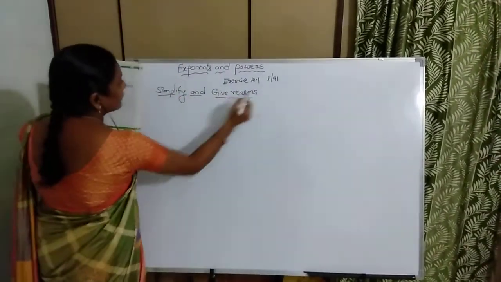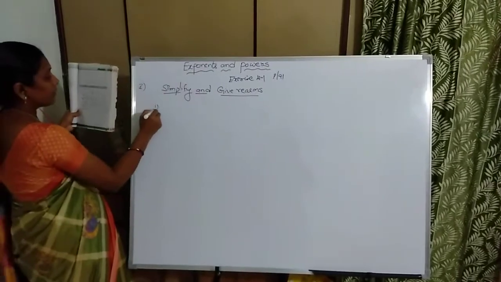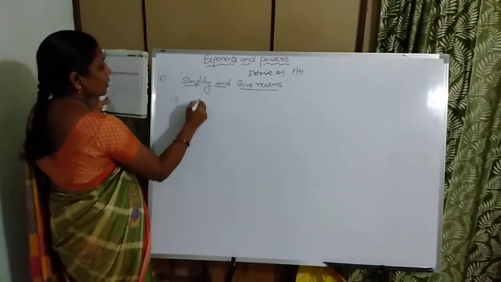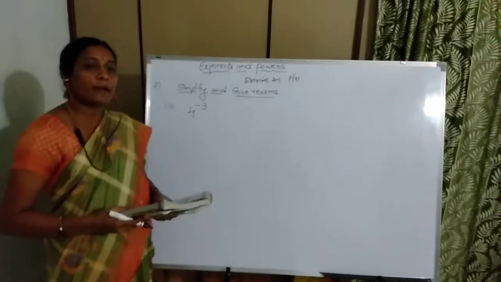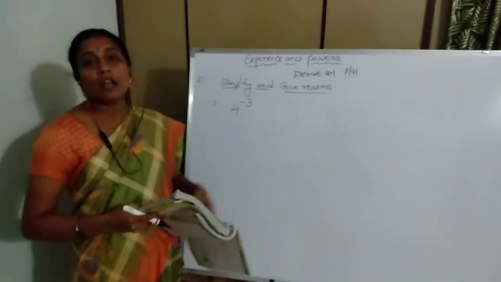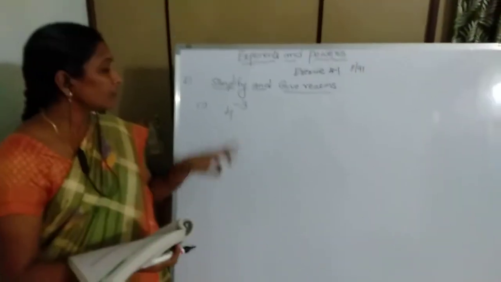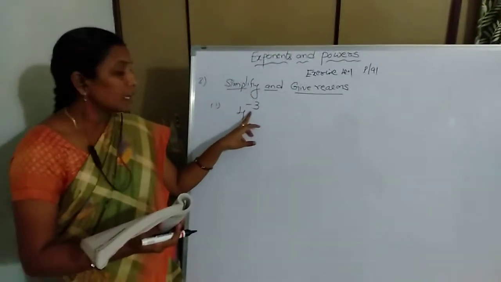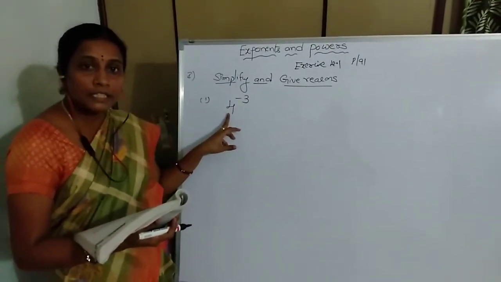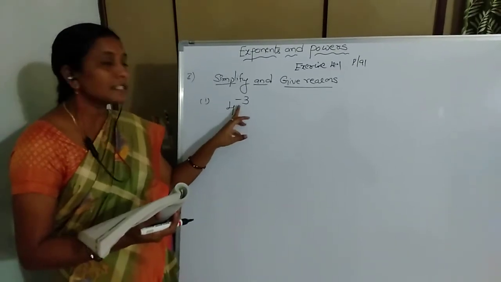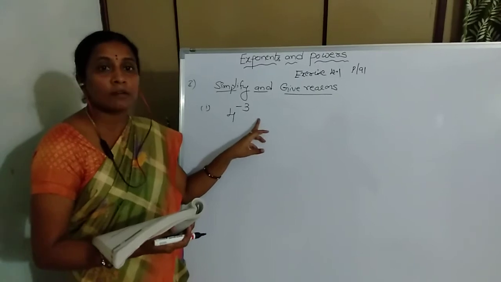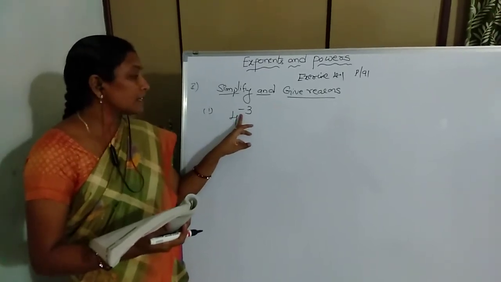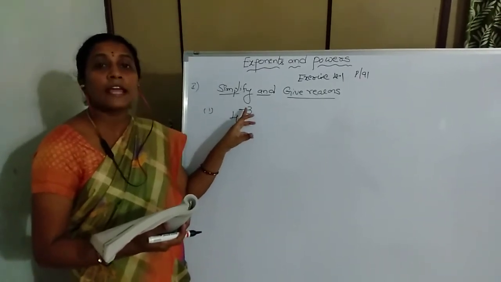Simplify and give reasons. In that, the first problem is 4 to the power minus 3. Simplify 4 to the power minus 3 by using the laws of exponents. In 4 to the power minus 3, what is the base here? The 4 is the base and minus 3 is the exponent. Here the exponent is a negative power.